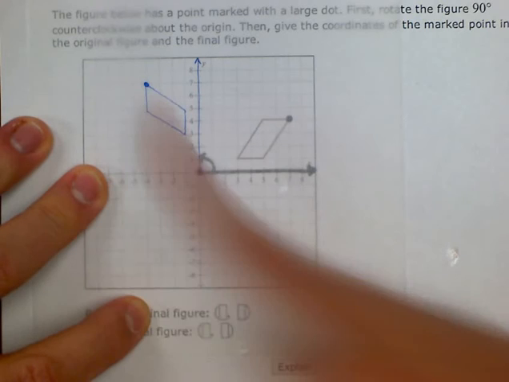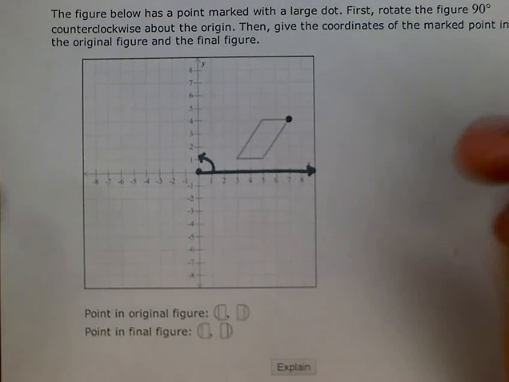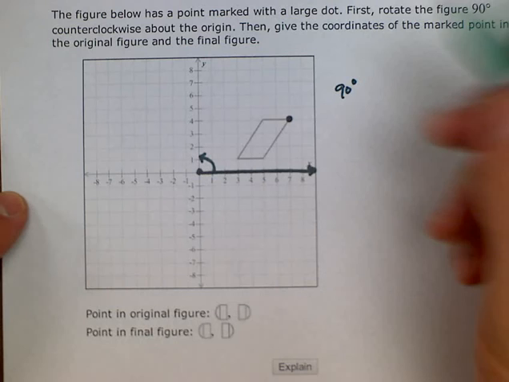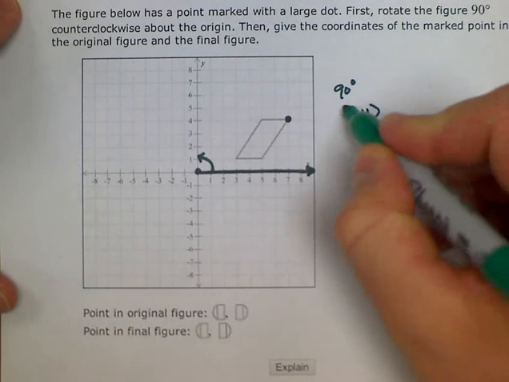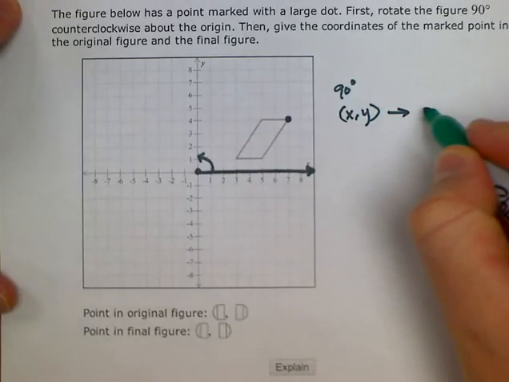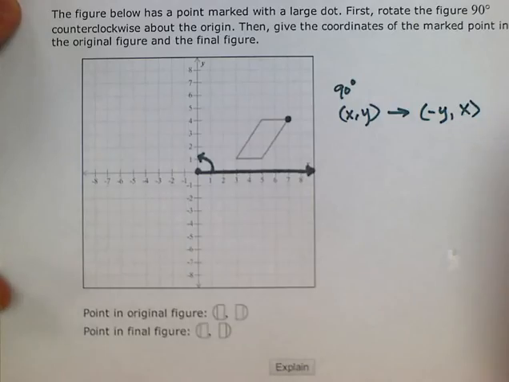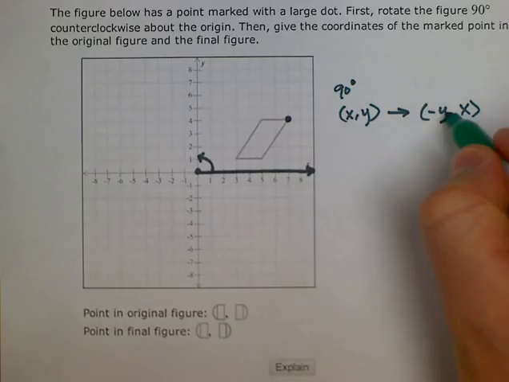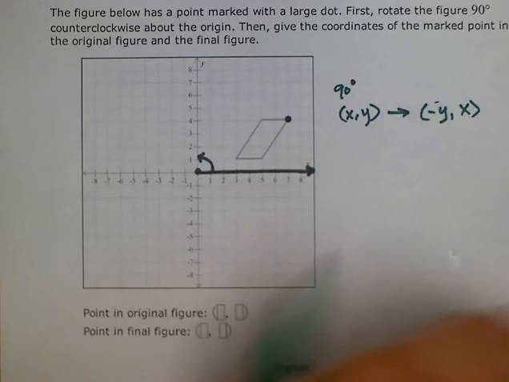Now there's a formula to this, and the formula looks like this. If we are rotating 90 degrees in a counterclockwise direction, then our x, y coordinate becomes negative y, x, just meaning that the new x value is the value of the old y, but now a negative. And it'll make more sense when I go ahead and draw it out.